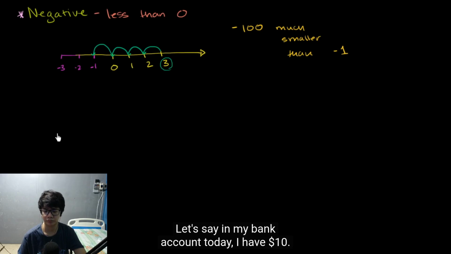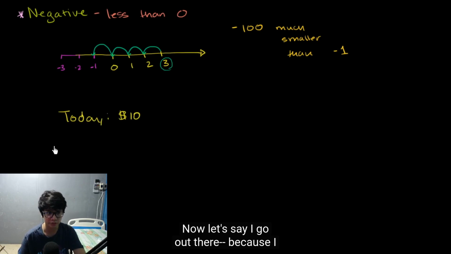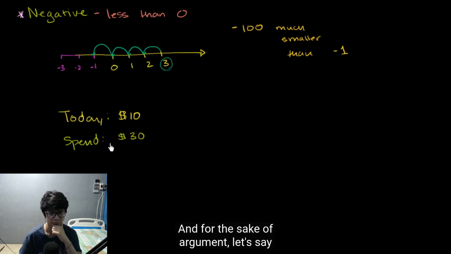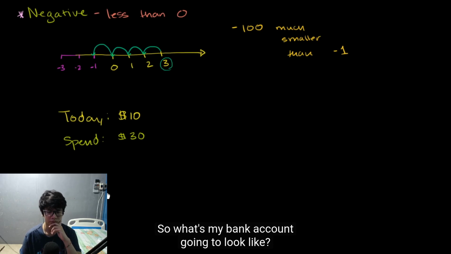Let's say in my bank account today, I have $10. Let me do this in a new color. So let's say today I have $10. Now let's say I go out there because I feel good about my $10, and let's say I go and spend $30. And for the sake of argument, let's say I have a very flexible bank, one that lets me spend more money than I have, and these actually exist. So I spend $30. So what's my bank account going to look like?